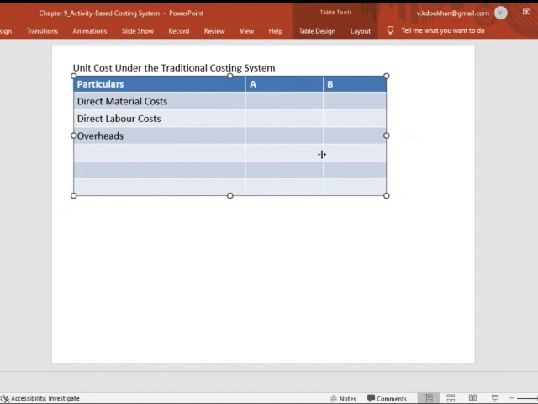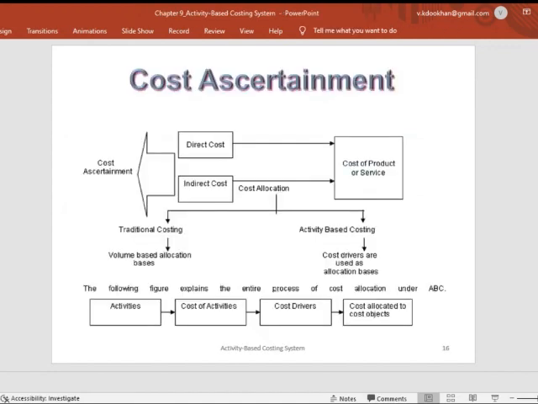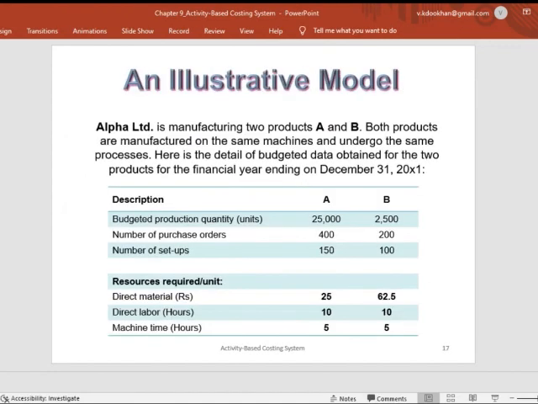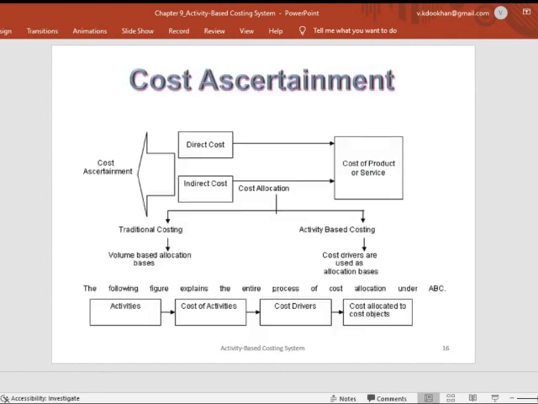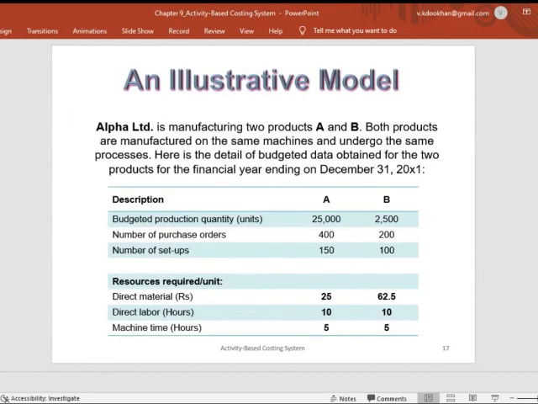The working I'm going to do in this column itself. Here we know that the direct, because we calculate per unit, we already have information regarding the unit. So 25 and 62.50. This is for material. So directly, I'm going to insert it here. 25 and 62.50.